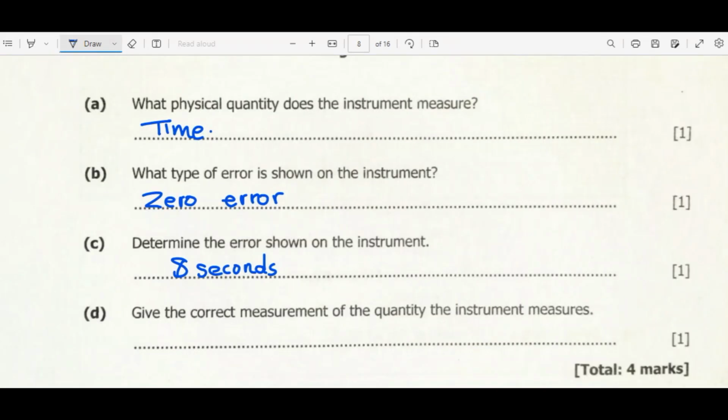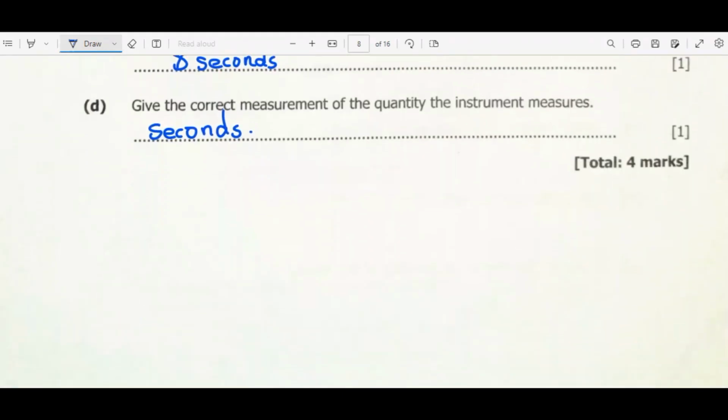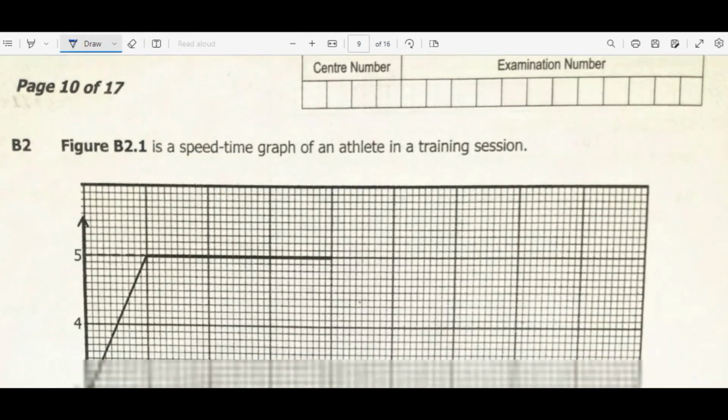Then what of question D? Give the correct measurement of the quantity the instrument measures. So it is seconds. So we are done with this question. Let's move on to question 2.